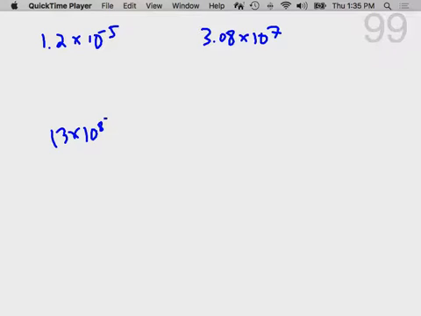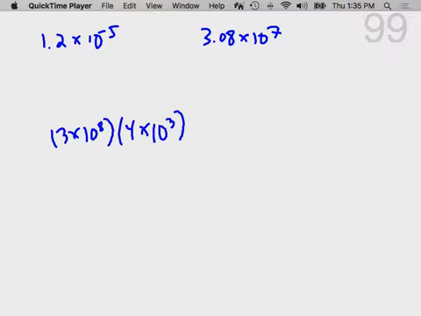The first question says, express as a standard numeral. Okay, it says 1.2 times 10 to the -5. And the next one says 3.08 times 10 to the 7th. And then it says find the product of 3 times 10 to the 8th and 4 times 10 to the 3rd. And then I will get into the last question there.